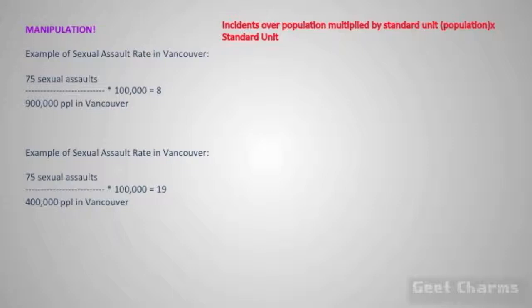The top denominator includes everyone. If you represent it as the people who are most likely to be victimized, it will increase. So the bottom one, 400,000 people, it should be 400,000 women in Vancouver. You can see that the answer increases because we manipulated the denominator.